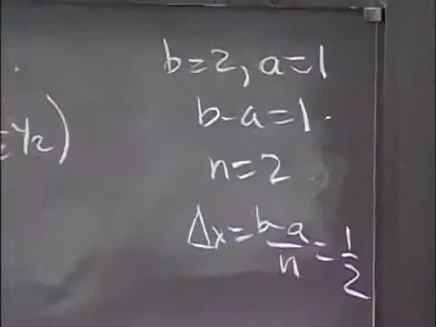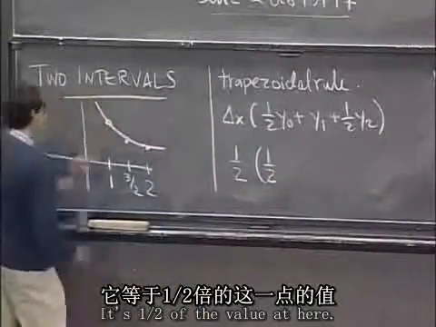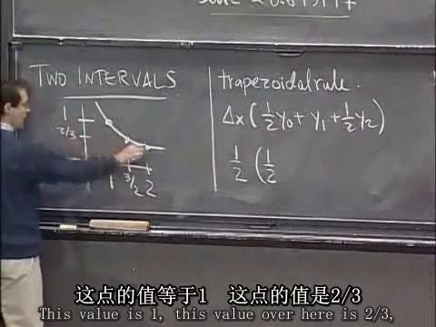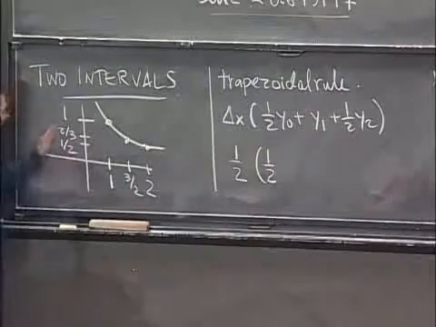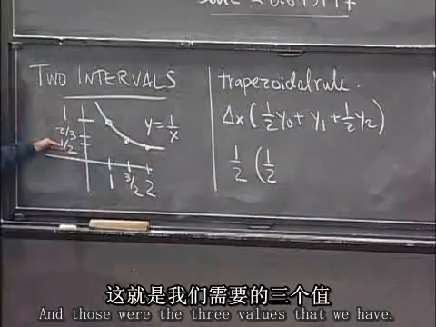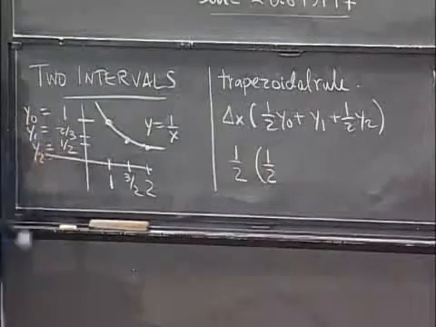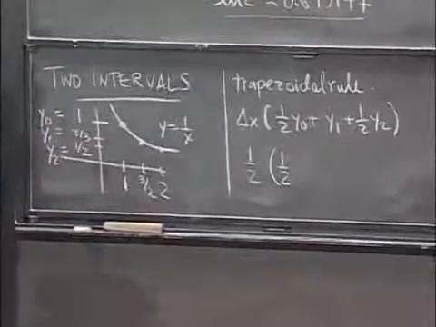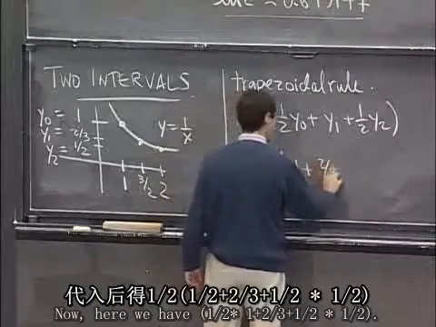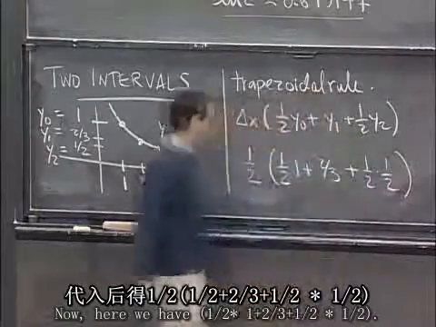So here's what we get, and let's just see what this number is. Let's check what these values are. This value is 1. This value over here is 2/3, and the last value is a half, because the function, of course, was y equals 1 over x. Those were the 3 values that we have: y0, y1, and y2. So here we have a half times 1 plus 2/3 plus a half times a half.